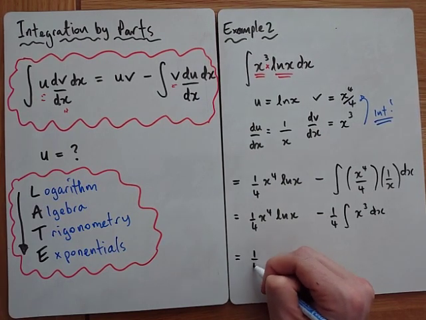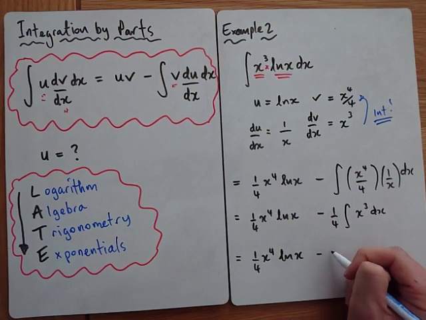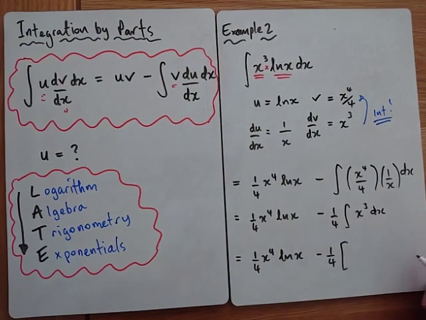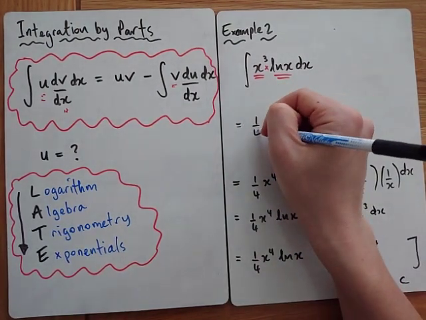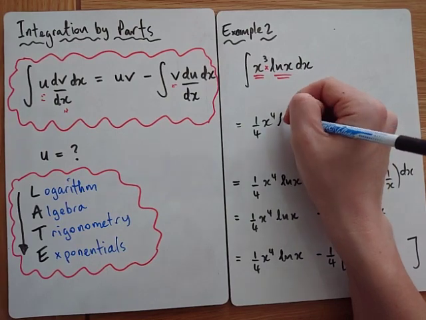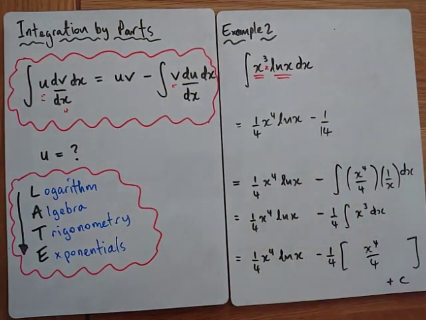And that would give me a quarter x to the 4 ln x minus a quarter. Integral of this would be x to the 4 over 4. Don't forget plus c. So tidying this up, we'd get a quarter x to the 4 ln x minus a 16th.